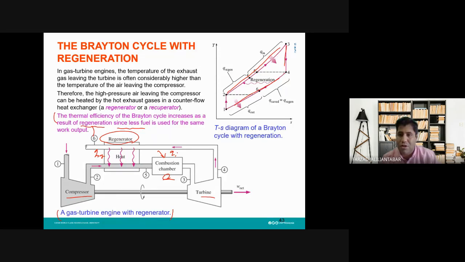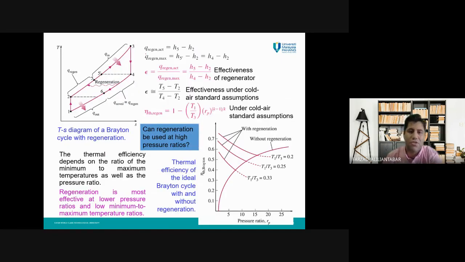The regeneration role is this part. Here, this is given back to the cycle. This amount of Q is the Q regenerated. The Q which is given back in the cycle can be calculated by this equation. Q regenerated, the actual one, is equal to H5 minus H2. This is the actual regenerated Q, and the regenerated max.